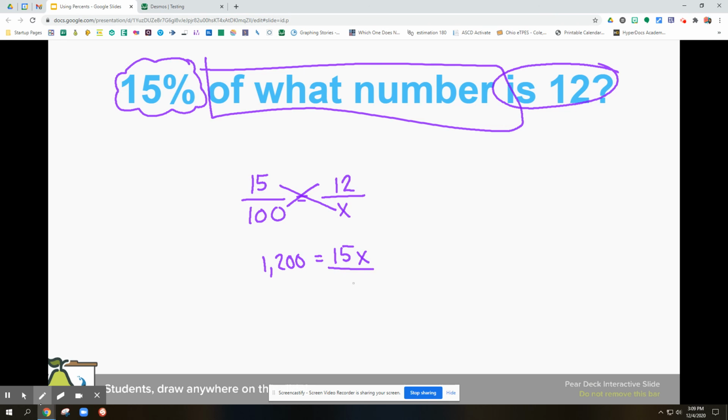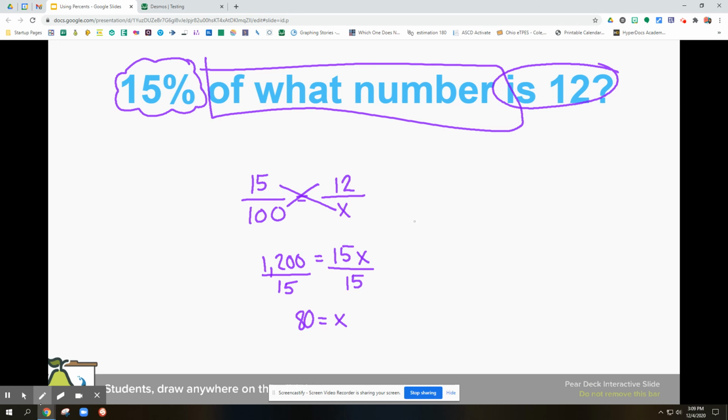I'm trying to get x by itself, so since I'm multiplying by 15, I have to divide both sides by 15. Once I do that, I need to actually get my calculator out to double check this answer as well. 1,200 divided by 15 equals 80.